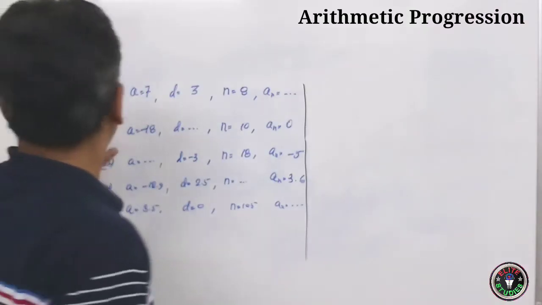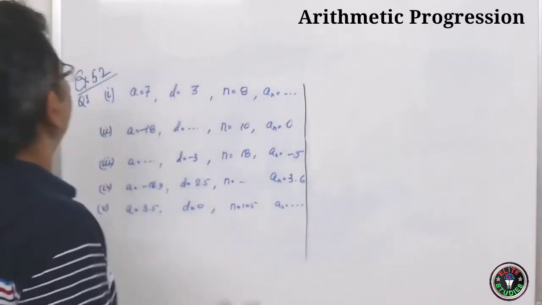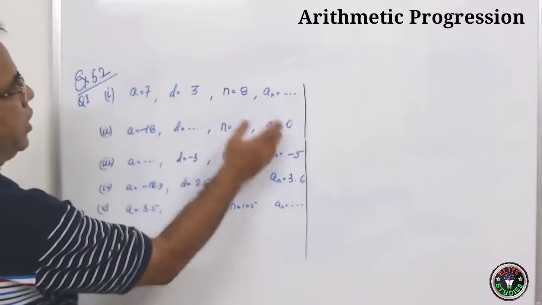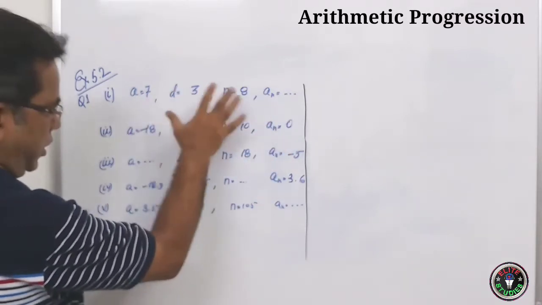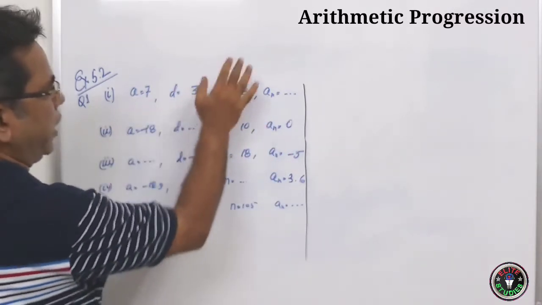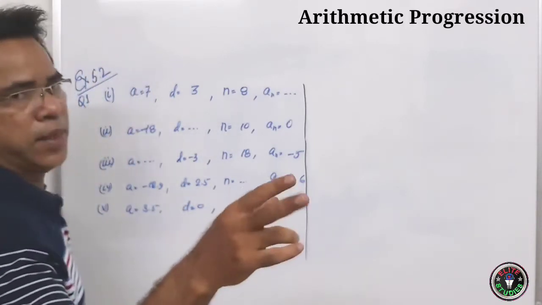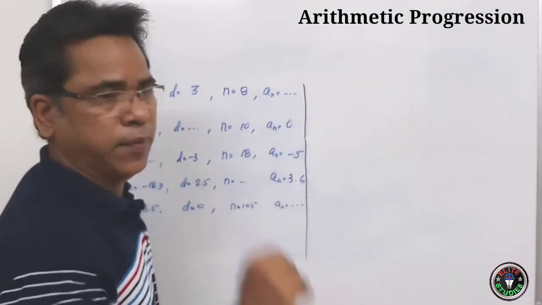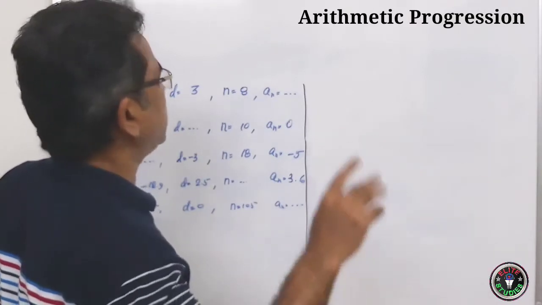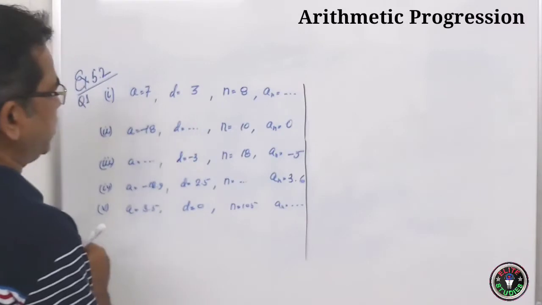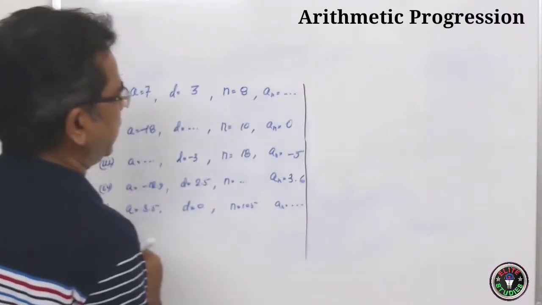So this is exercise 5.2, question number 1. There are 5 questions. Here you have to find, using an is equal to a plus n minus 1 d, the unknown variable. There are 4 variables. Among these 4, 3 will be given to you and you have to find the 4th one. You see here what is given? A, d, n are given, and you find an.